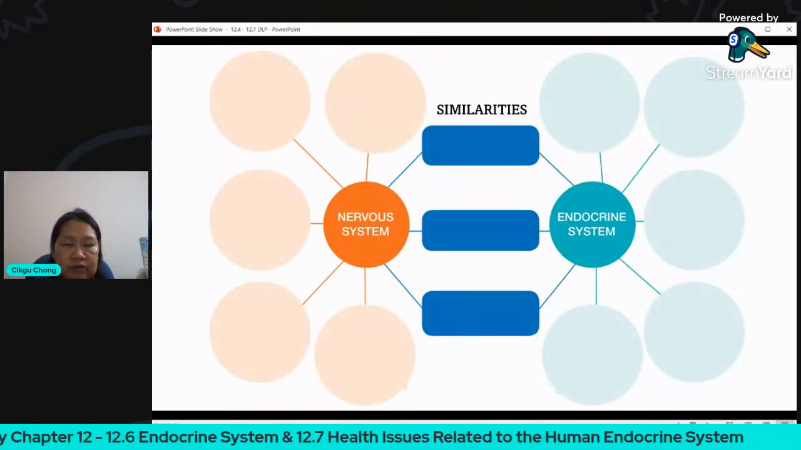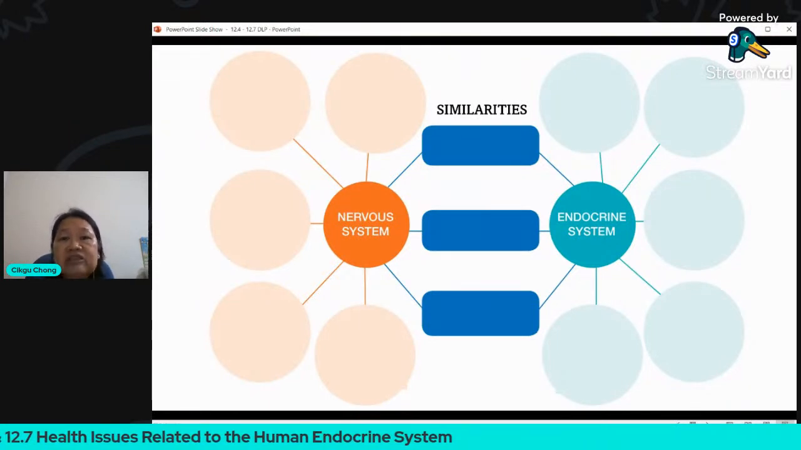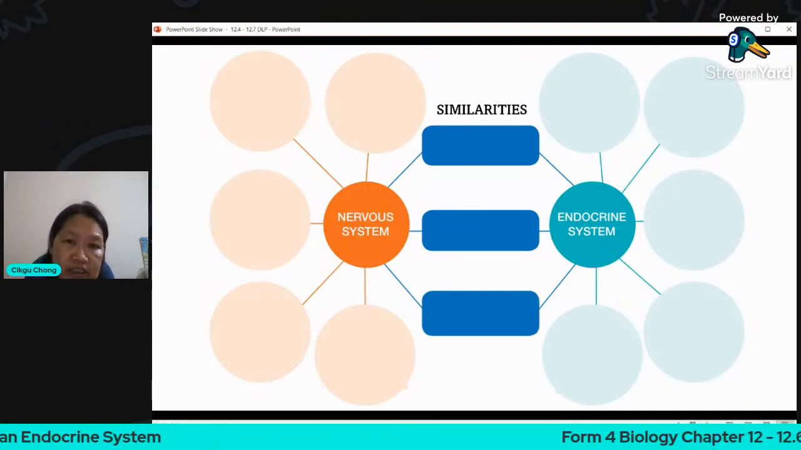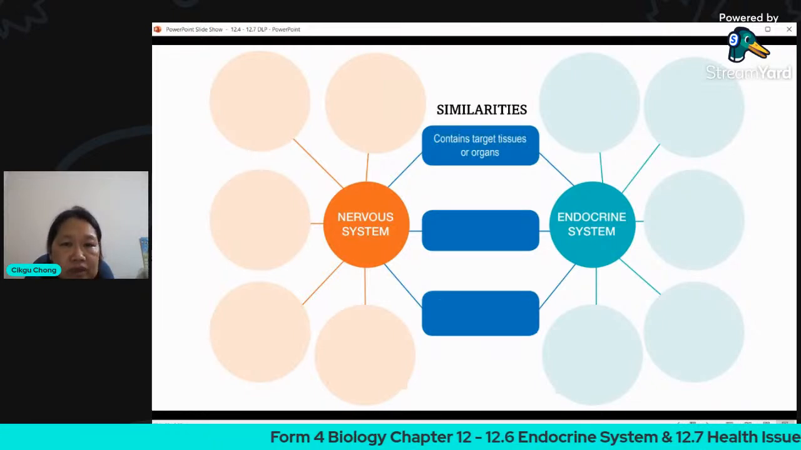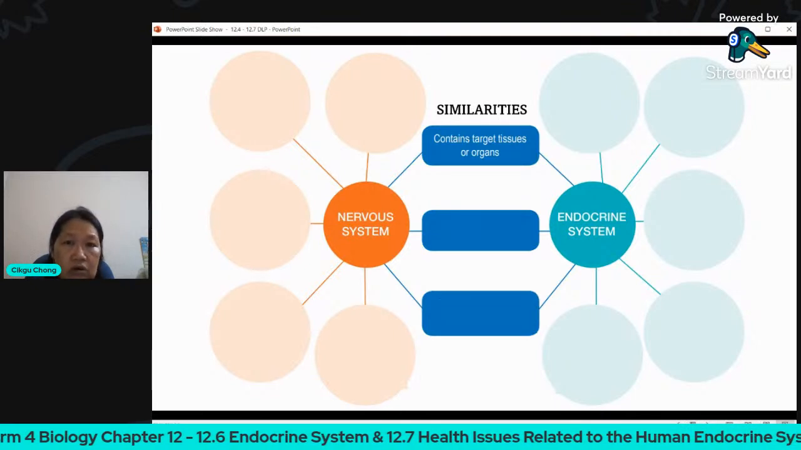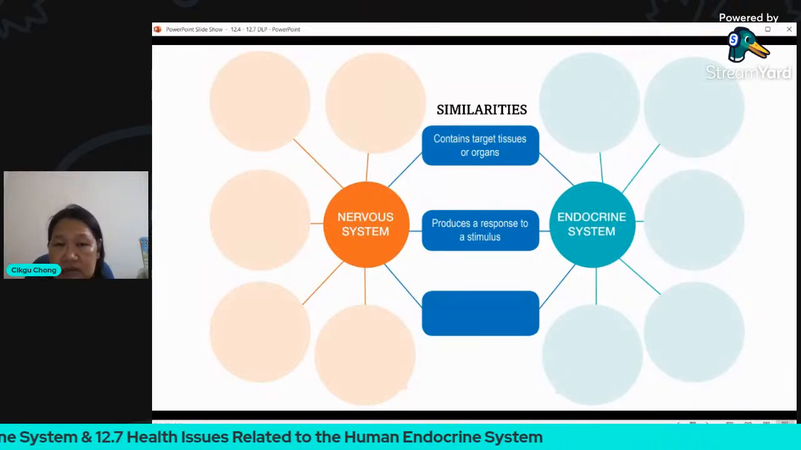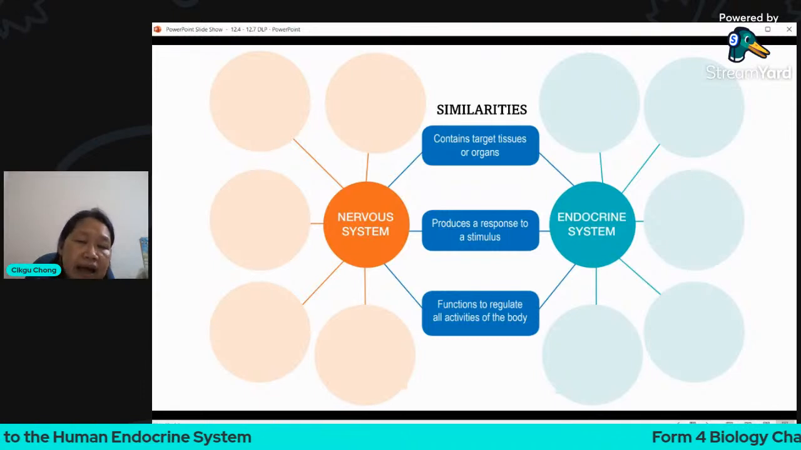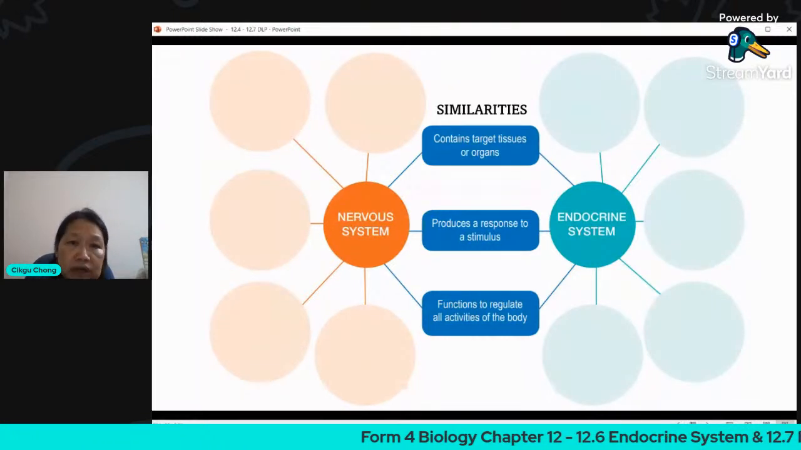So, similarities and differences in response. This one I took straight from the textbook, right? So remember, compare and contrast. Always talk about similarities and the differences. Don't forget, don't just write the differences. Okay, both these two systems have target tissues or target cells or target organs. Both will produce a response to the stimulus. There must be a stimulus first before there's a response. And both will function to regulate all the activities of the body, and they work together actually.